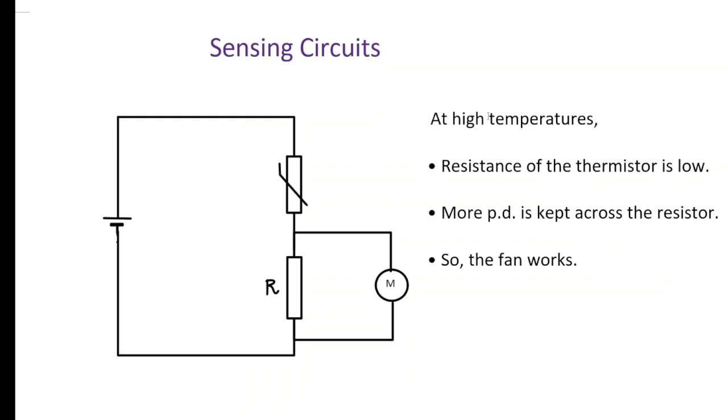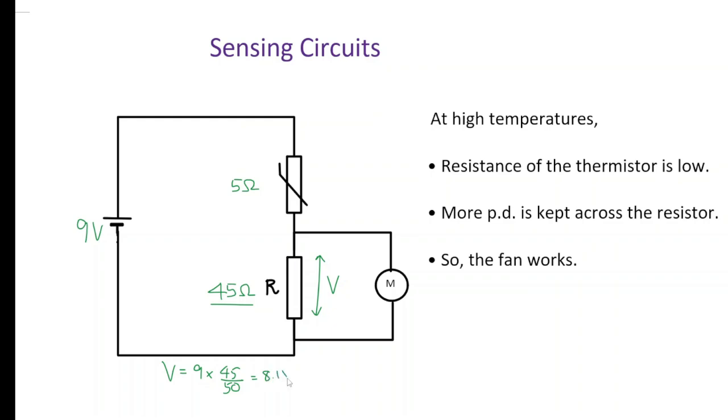Now, this is how it works. At high temperatures, the resistance of the thermistor is low. So, more PD is kept across the resistor. Let's put some numbers here. Let's say this is a 9-volt power supply, and this is a fixed resistor of 45 ohms. The resistance of the thermistor is low, say 5 ohms here. So, we can easily calculate the voltage difference across this one. The PD is 9, the input voltage, multiplied by 45, the resistor here, divided by the total of 45 and 5, which is 50.